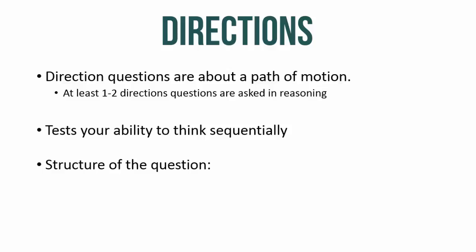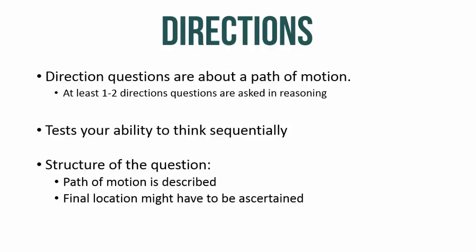The structure of the question is as follows. A path of motion will be described to you. You might have to ascertain the final location or the final distance covered. There will be multiple choices provided, 5 of them, and you will have to choose the correct answer from amongst those 5.